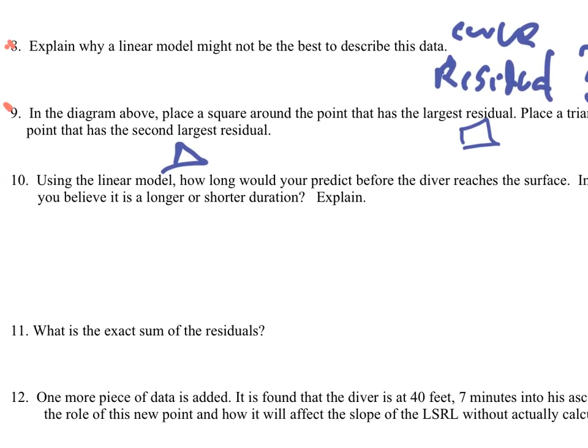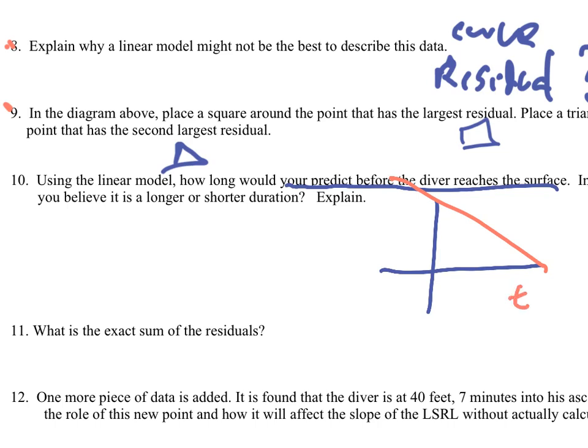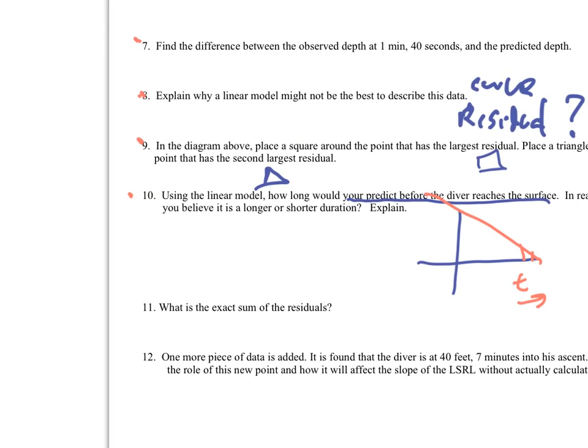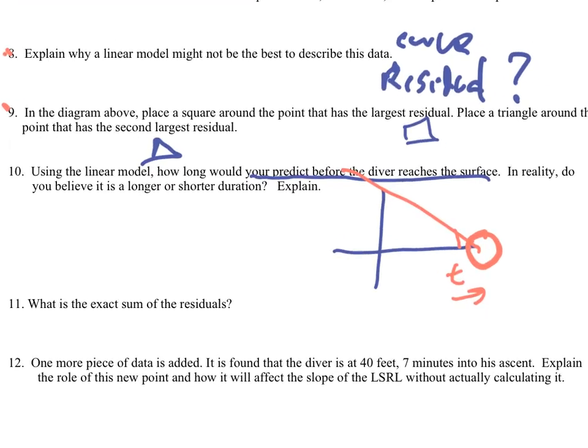Number 10, we did this in class. Predict how long it would take to reach the surface. If you recall, the line looked like this because as time went on this way, the depth of the water was lower because the diver was reaching the surface. The depth was decreasing. So you are to predict this value here, which we did already. And then don't forget to explain something.